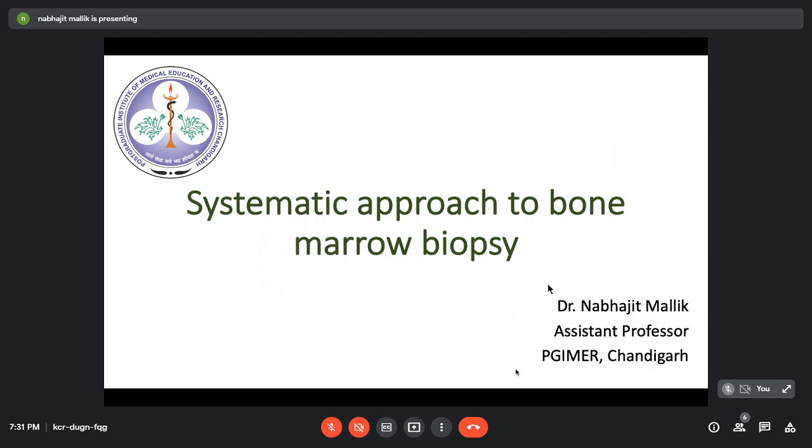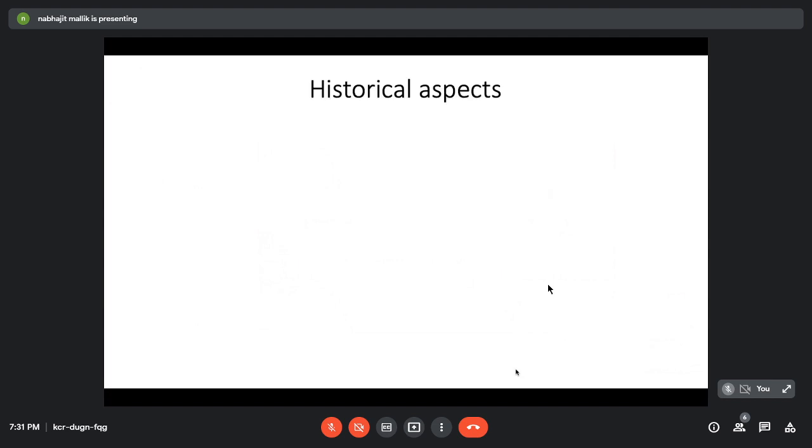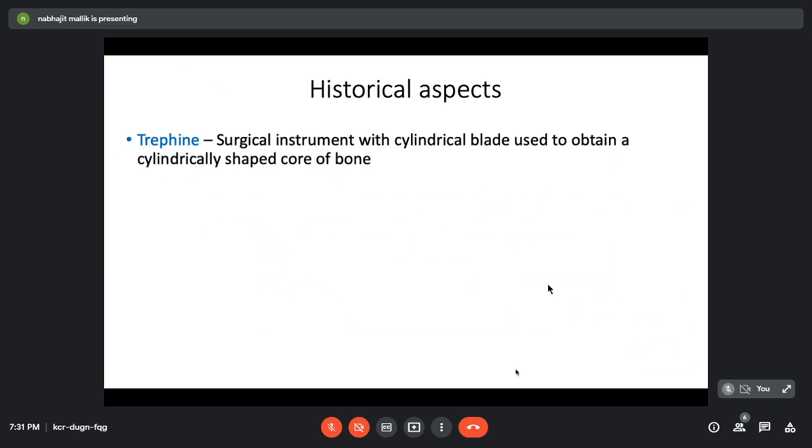A lot of concepts that we'll talk about in this class have already been taken in the previous class as well. So I'll skip over those a little quickly and then move on to the main parts. So let's get on to the historical aspects that we discussed in the last class as well. So we know that trephine is a surgical instrument with cylindrical blade used to obtain a cylindrically shaped core of bone. Now, trepanning is a surgical procedure from where this word comes from.